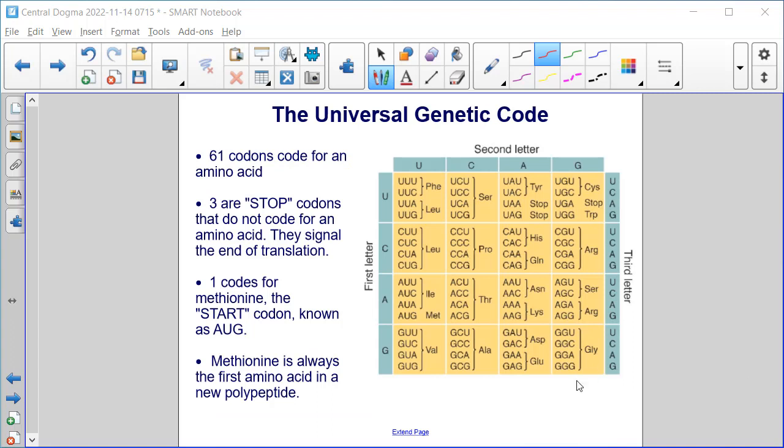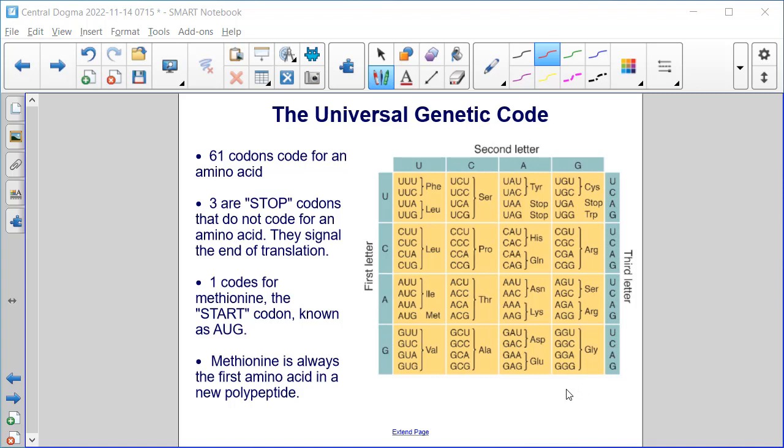Here's a look at the universal genetic code. 61 of the 64 codons code for an amino acid. So we're looking at the first letter in the codon, the second letter in the codon, and the third letter in the codon. That's how we get 64, right? Because there's 4 letters to choose from first, 4 letters to choose from second, and 4 letters to choose from third, right?